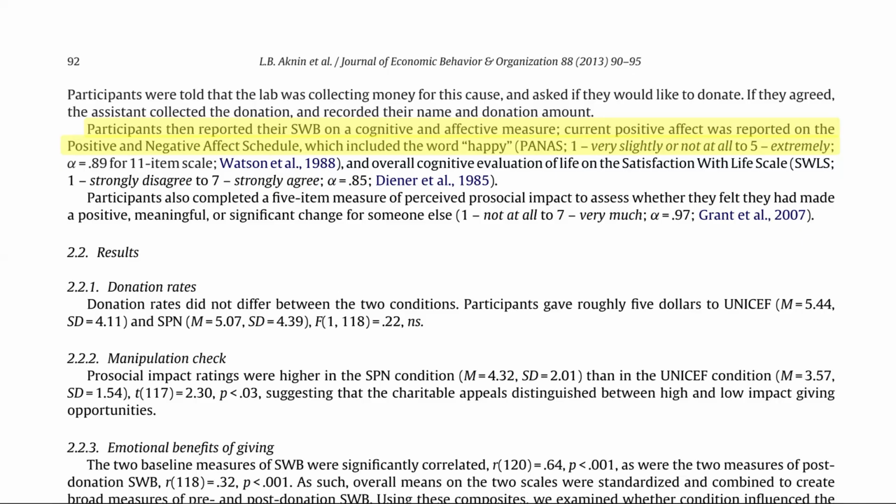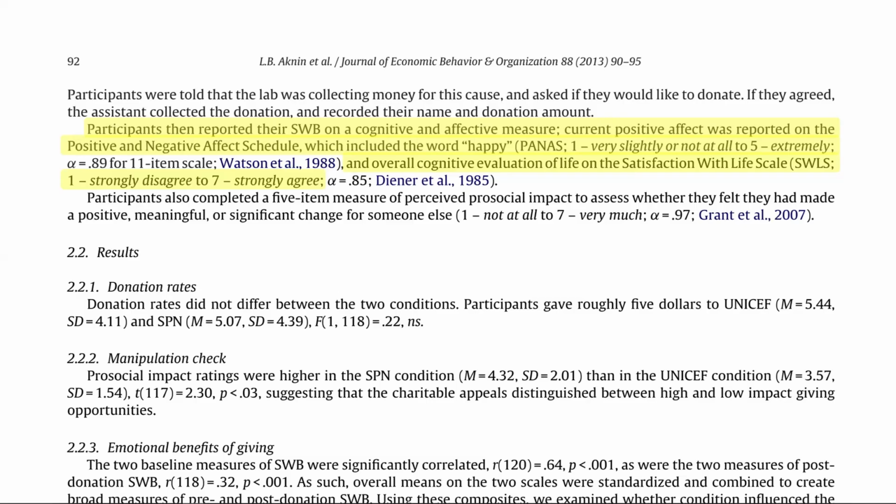Are you feeling happy? 1, very slightly or not at all, to 5, extremely happy. There's a number of different items, and that gives you a global score of positive affect, how you're positively feeling in the moment. And then they also had an overall cognitive evaluation of life, the Satisfaction with Life Scale, the SWLS. Again, this is a scale where you rate different items, 1, strongly disagree, to 7, strongly agree. And this is basically your overall cognitive evaluation of life.